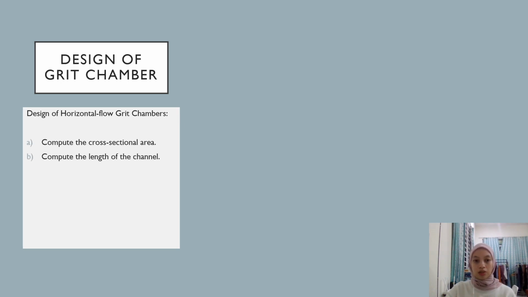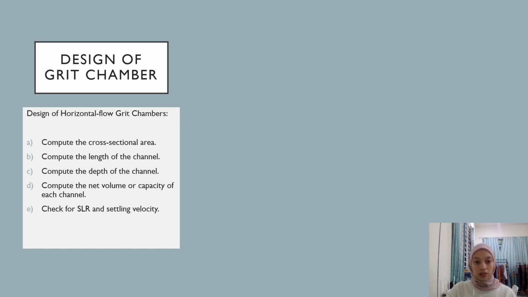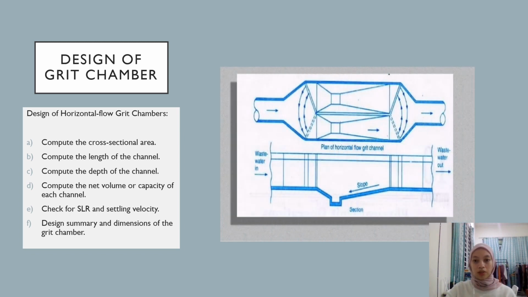These are the steps for the design of the grit chamber. A, compute the cross-sectional area. B, compute the length of the channel. C, compute the depth of the channel. D, compute the net volume or capacity of the channel. E, check for SLR and scour velocity, and the last one is the design summary and dimension of the grit chamber. This is an example figure of the plan of a horizontal flow grit chamber.